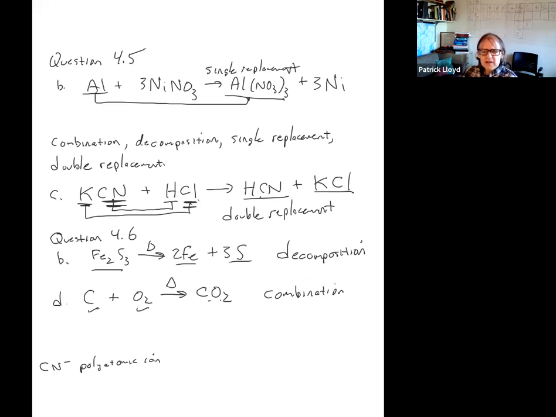But this is just one classification where it's kind of simple because you're just looking at, is it A plus B, C, or is it AB plus CD, or is it AB goes to A and B, or is it A plus B goes to AB, right? Those are your 4 possibilities there.